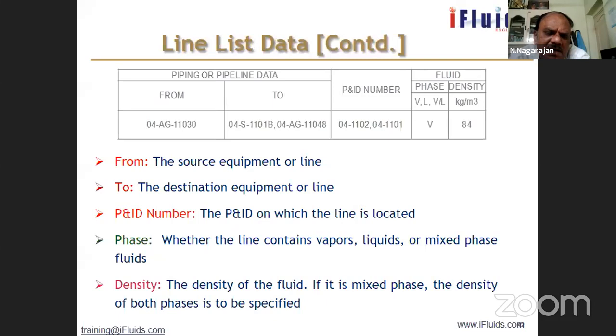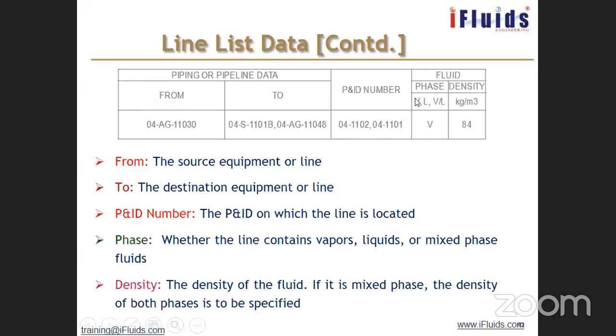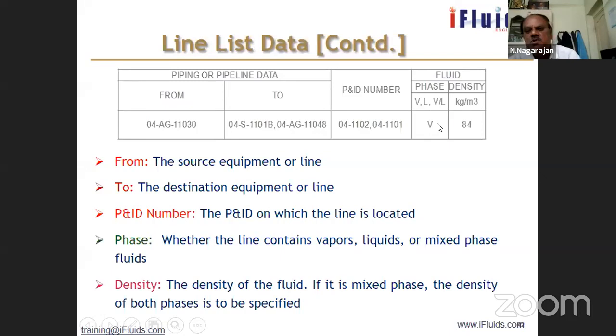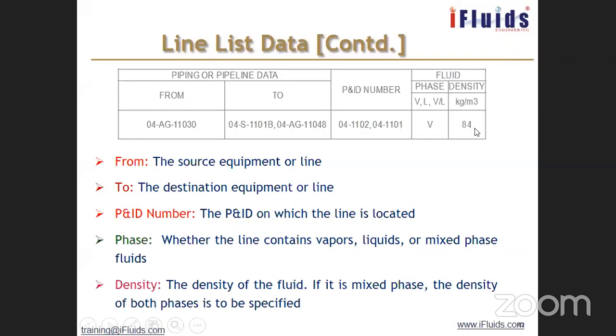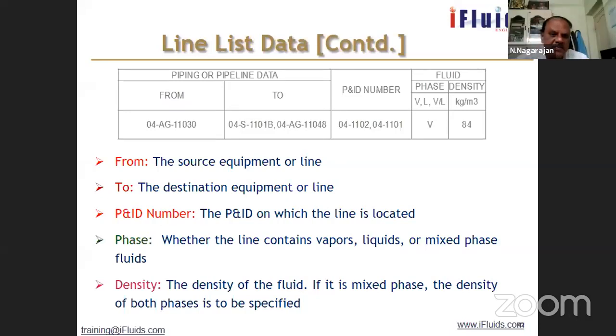So pipeline data: from, to. I told you, this starts from this point to the other point, this equipment to other equipment. Then P&ID number. What is the phase of the fluid? It can be vapor or liquid or a mixture of vapor and liquid. If it is vapor, we put V. And then density. If it is a gas, 84 kilogram per meter cube.